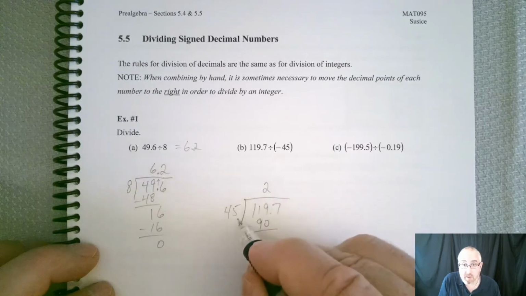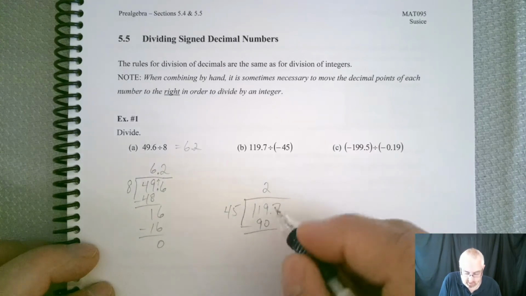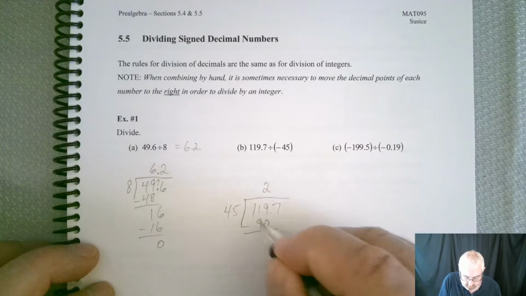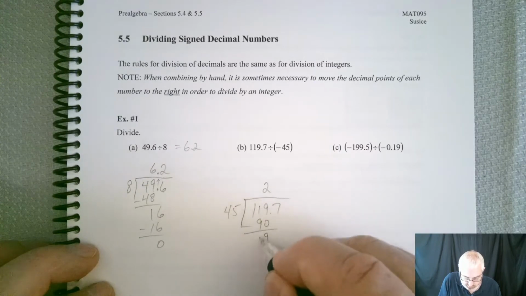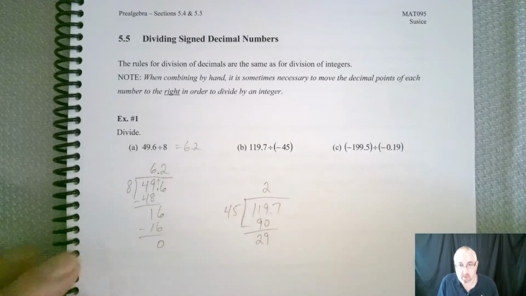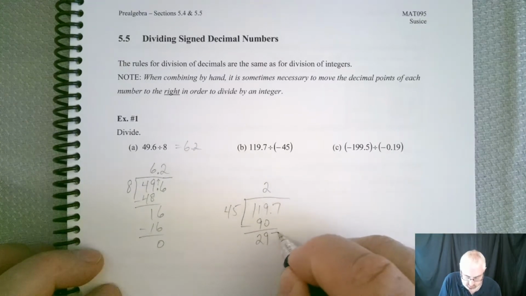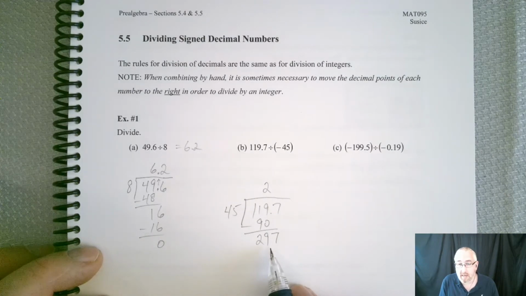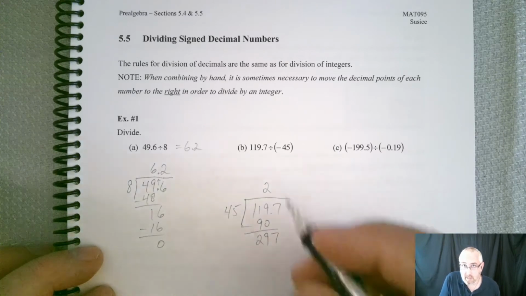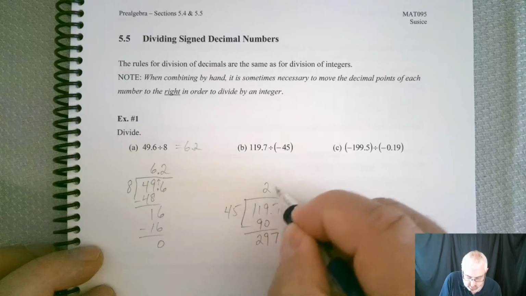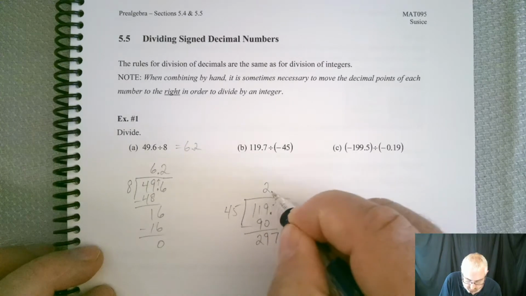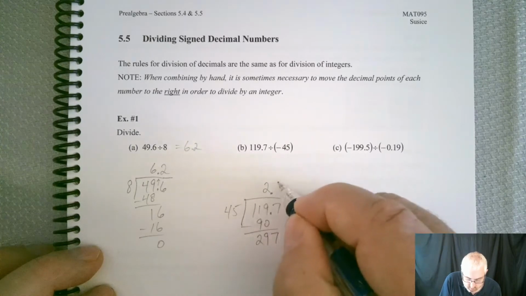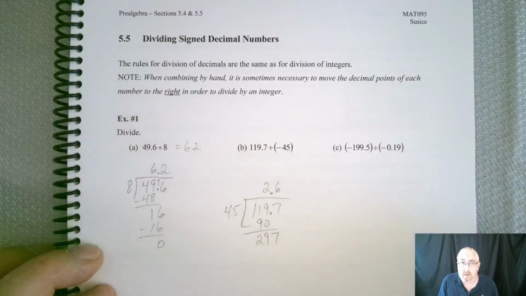So 2 times 45 is 90. And now if we subtract, we get a 9. And we got to subtract here, so we're going to have to borrow. And we get a 2. So bring down the 7. Okay, 45 goes into 297. How many times? Well, let's see. I'm going to say it's going to be 6. Now, again, the decimal point's right here, so I'm going to put that in so I don't forget it. So let's try the 6.